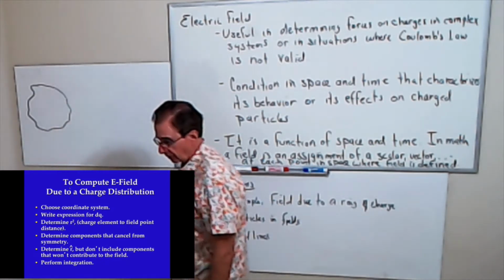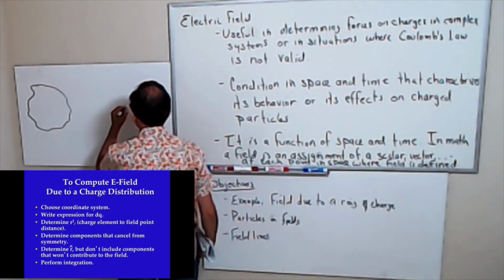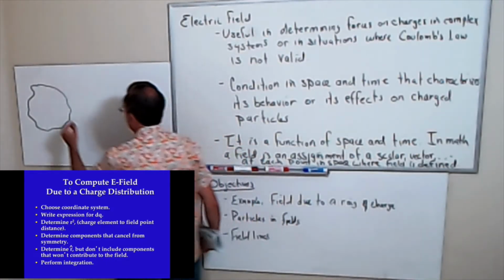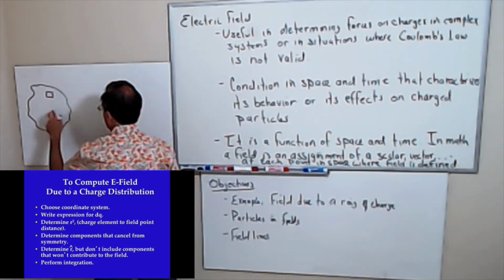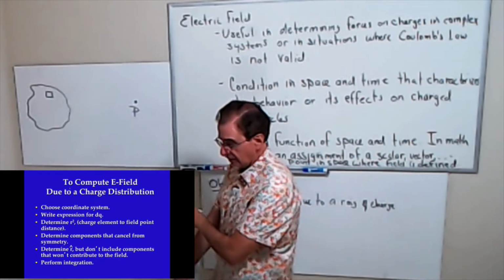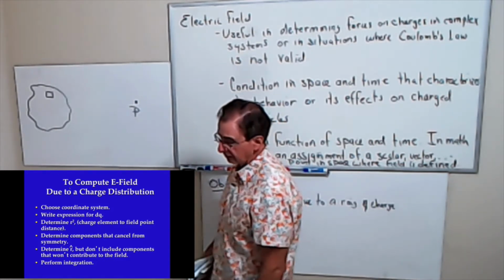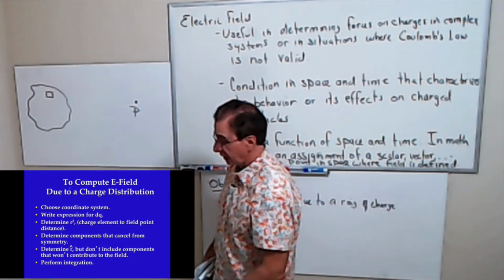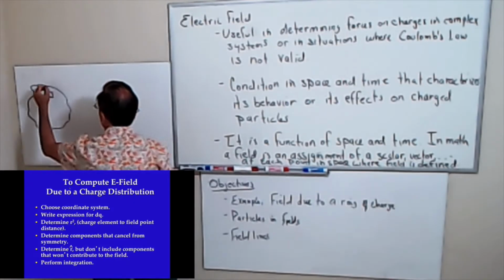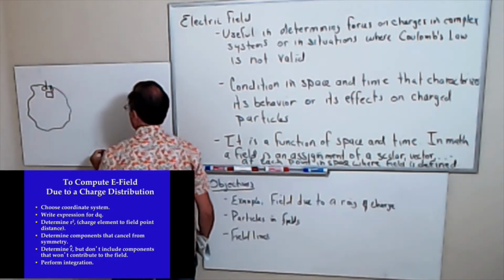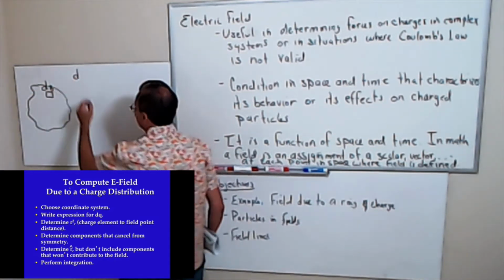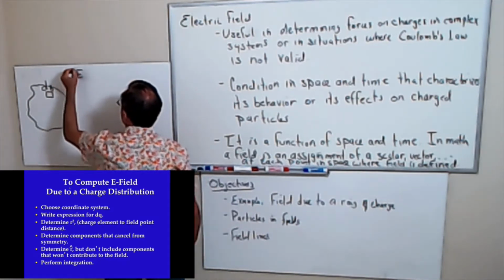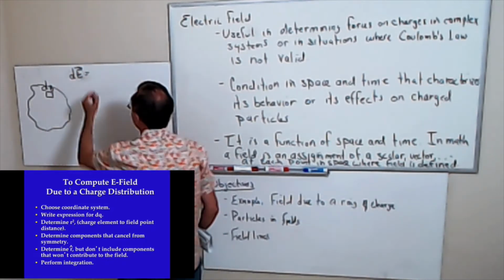I have some arbitrary system of charges. I want to find the field at point P, and what I said was I have to break this up into a bunch of teeny tiny charges, small enough so the field is constant over the element. And I want to calculate the field due to this elemental charge, dq. I write an expression for dq. And I write an expression for dE.